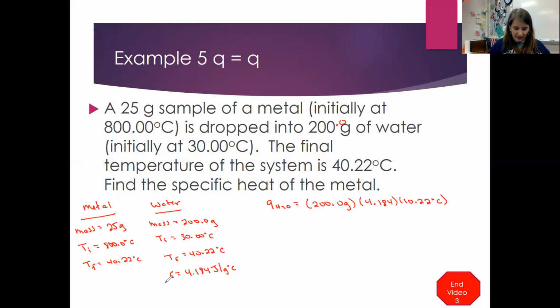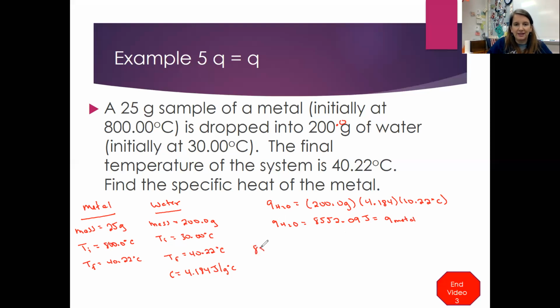So when we calculate this, 4.184 times 200 times 10.22, our Q of our water is going to equal 8,552.096. Remember, I'm going to do sig figs at the very end. Because this is a Q equals Q problem, because two substances were added into each other and heat was allowed to flow, the heat that was gained by the water was lost from the metal. So that's also the Q of our metal.